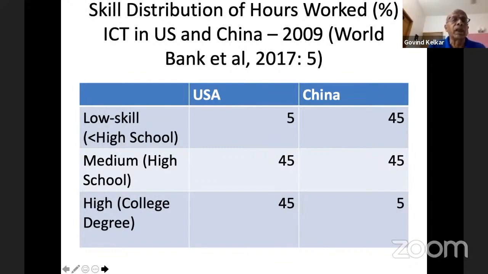For instance, in the ICT, the information and communication technology industry, both USA and China have very large numbers in that. But look at this in terms of distribution of the educational levels. In the USA, only 5% of workers in ICT are below high school, while in China, 45% are below high school. And look at the last row. In China, only 5% have a college degree, while in the USA, 45% have a college degree in the ICT. So obviously, though we call them both the ICT, they are very different parts or segments of the ICT industry.